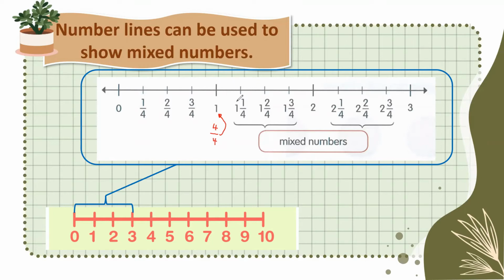In here, we have 1 and 1/4, 1 and 2/4, 1 and 3/4, and then 2, which also means 1 and 4/4. Since 4/4 is 1, 1 plus 1 is equal to 2. The numbers more than 1, or the fractions more than 1, are what we call mixed numbers. The fractions less than 1 are what we call proper fractions.